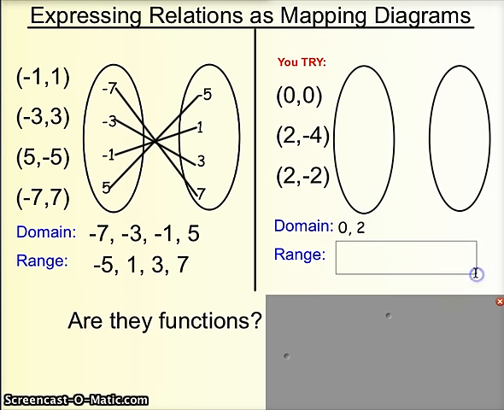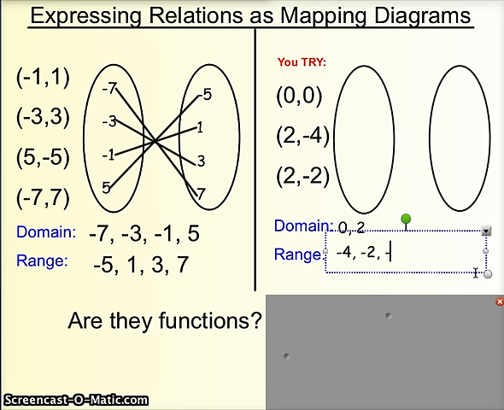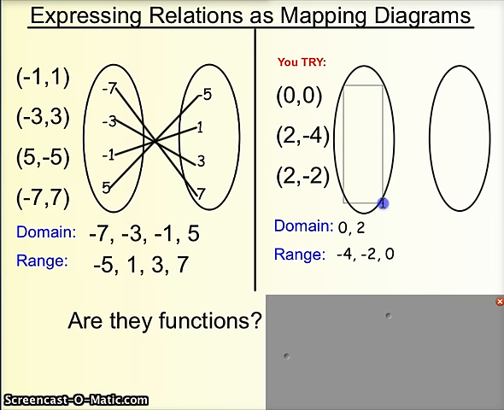For your range, in order from least to greatest, you have -4, you have -2, and then you have 0. When you make a mapping diagram, you have 0 and 2, and then in your second column you have -4, -2, and 0. You should have had your lines connecting from 0 to 0, from 2 to -4, and from 2 to -2.